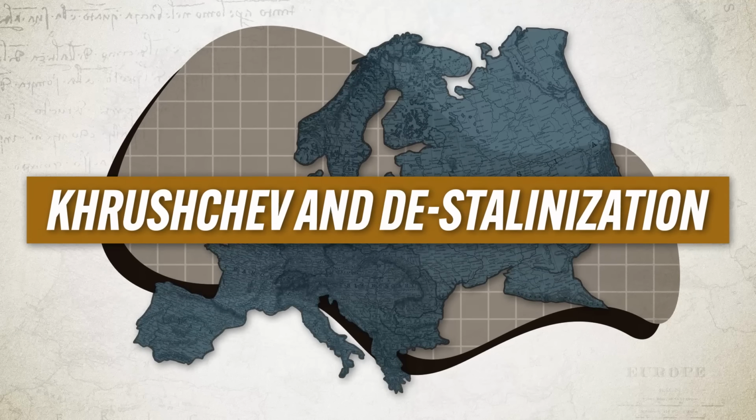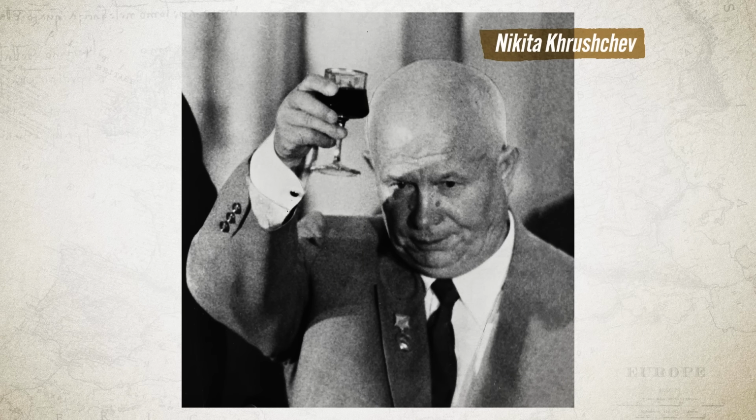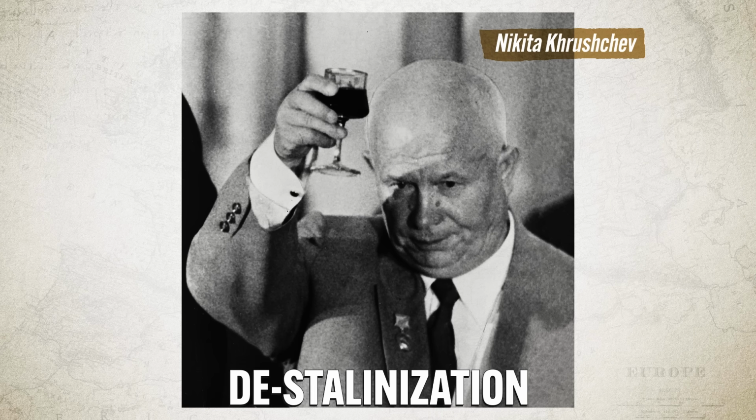Now, most of the policies I just mentioned remained in place until the fall of the Soviet Union in 1991. However, after Stalin died, things did get a little better under his successor Nikita Khrushchev. In 1956, when Khrushchev came to power, he publicly denounced Stalin for the authoritarian turd that he was and began a process of de-Stalinization in the Soviet Union.